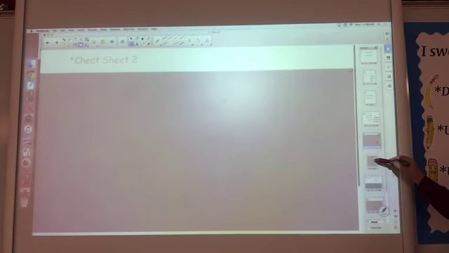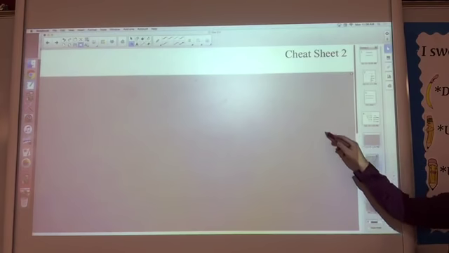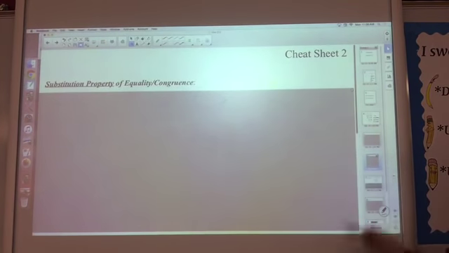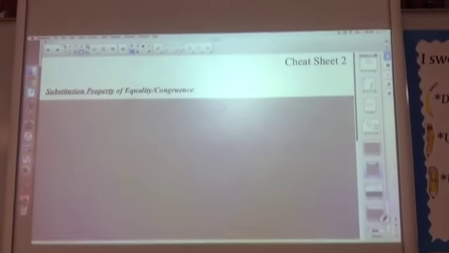All right, cheat sheet number 2. Take a look at that. This has some more interesting information. I know it's probably a little bit too small for you to read right there. There's a huge glare on the screen.